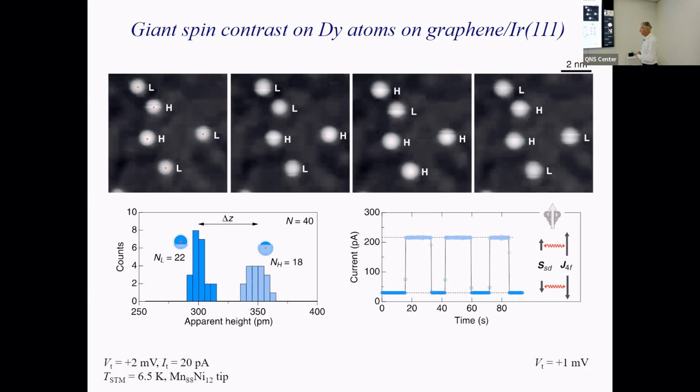So spin up and spin down here have distinguished themselves by 50 picometers apparent height difference, or if you want to look into the tunnel current, spin up and spin down states have a difference in tunnel current of a factor of 5 or even more than 5. So that's a huge amount. It's a huge tunnel magnetic resistance.